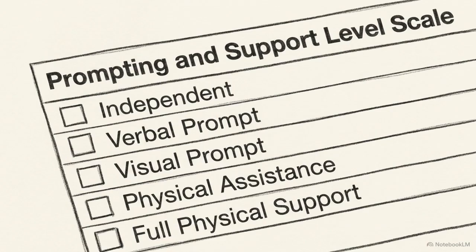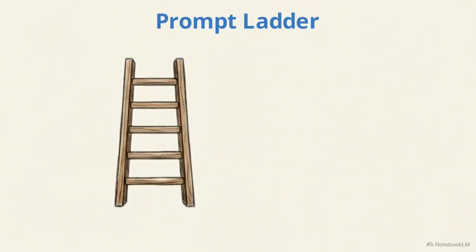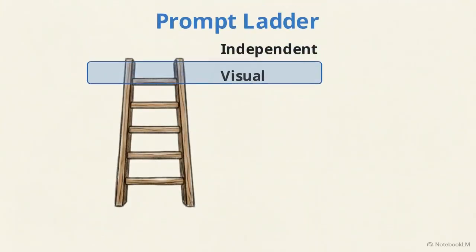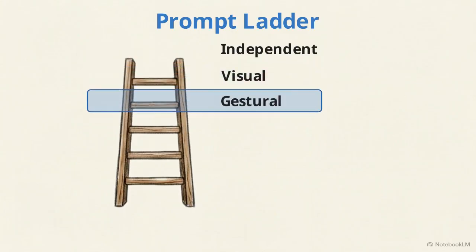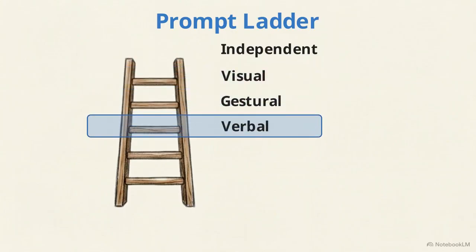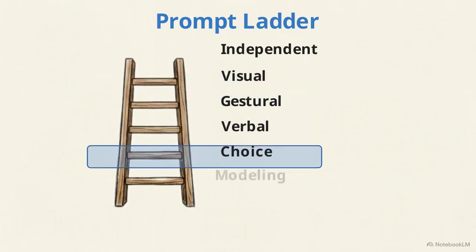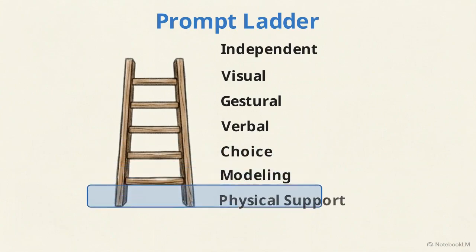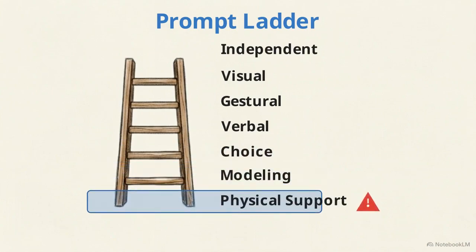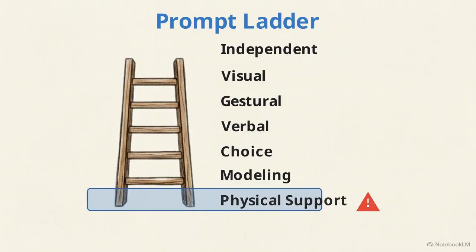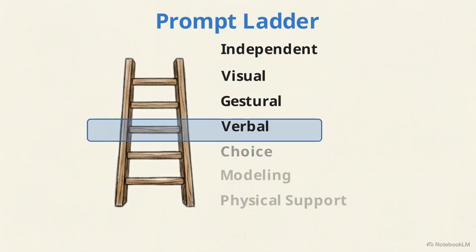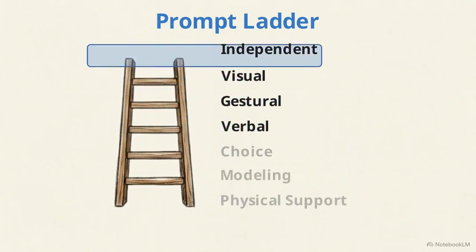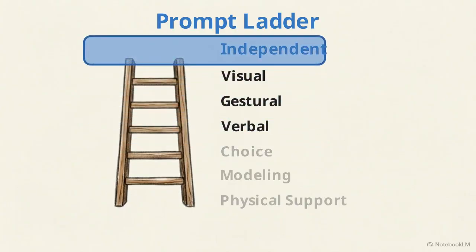You will use this to measure exactly how much help a student needed to complete a task. This diagram shows the prompt ladder. Aim for independence, moving down 1 step at a time to visual, gestural, or verbal prompts. Move down to choice or modeling only if needed. The bottom step, physical support, requires strict program and family approval. Pinpointing the exact prompt level used this week allows the team to systematically fade that support out next week, pushing the student toward true independence.